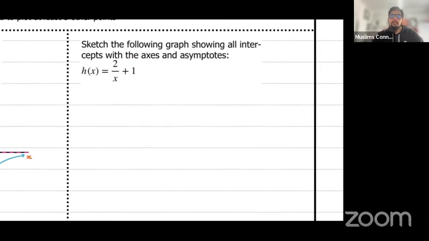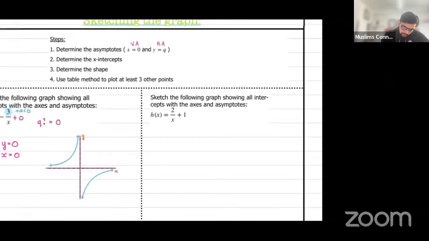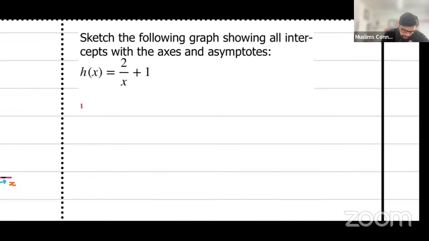All right, cool. Let's look at this example. Sketch the following graph with all the intercepts with the axes and asymptotes. So step number 1, determine the asymptotes. So firstly, the horizontal asymptote is y is equal to q. So therefore, for our situation, y is equal to 1 is our horizontal asymptote. The vertical asymptote is always, for now in this grade, x is equal to 0.